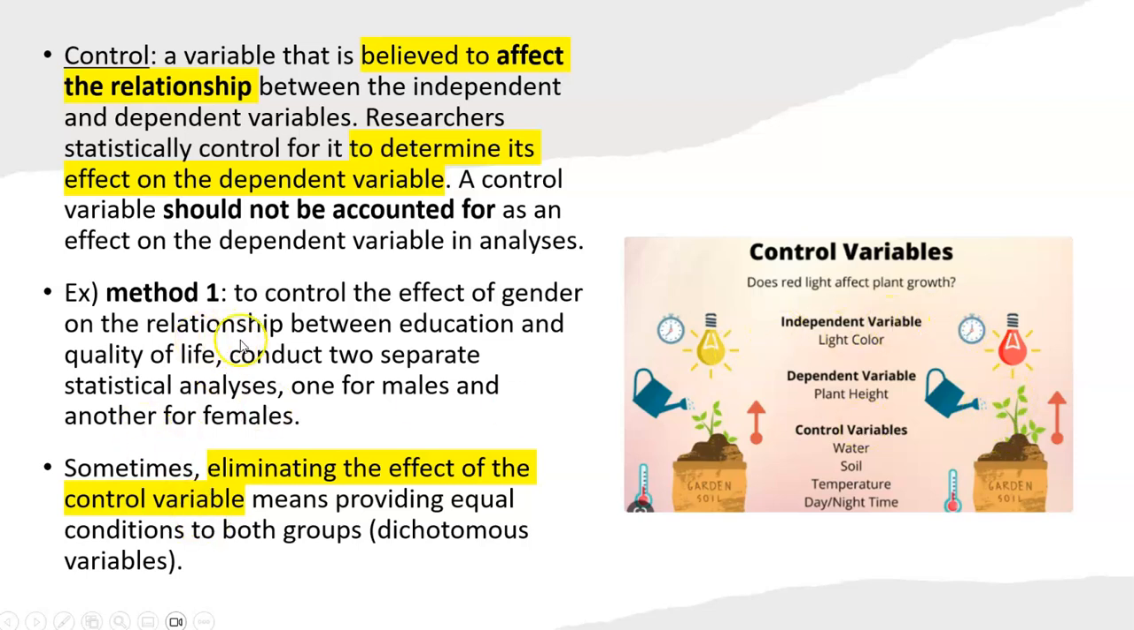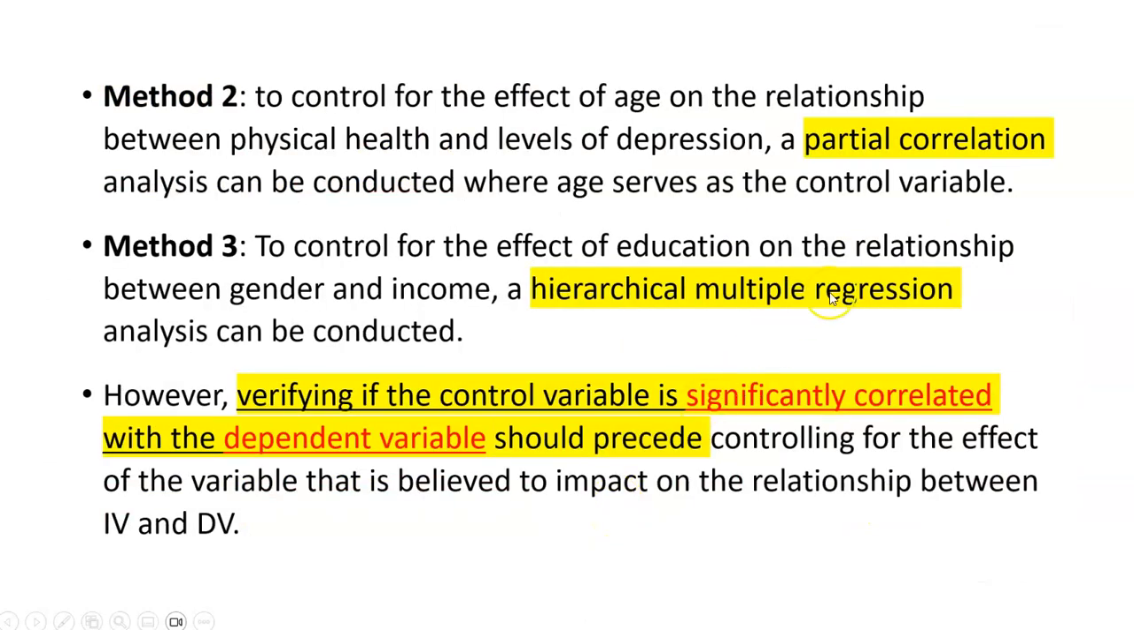So this is the first thing: you can eliminate the effect of the control variable. In this case, you eliminate the difference between the water, soil, temperature, and day and night time. You control those things as an equal condition. Also, when you use correlation analysis, you will do a partial correlation. That means that you will eliminate the control variable.